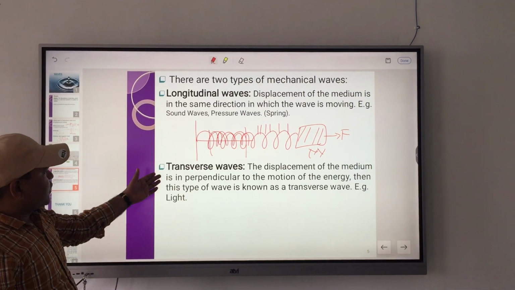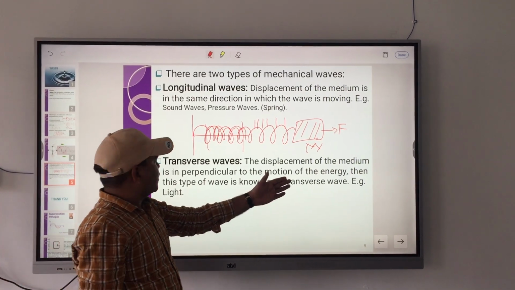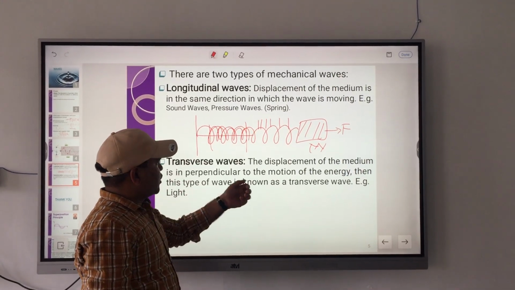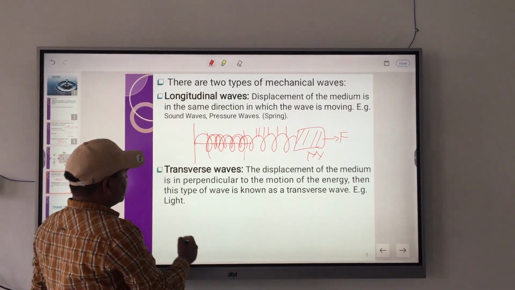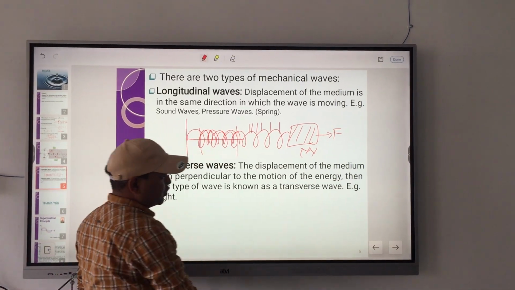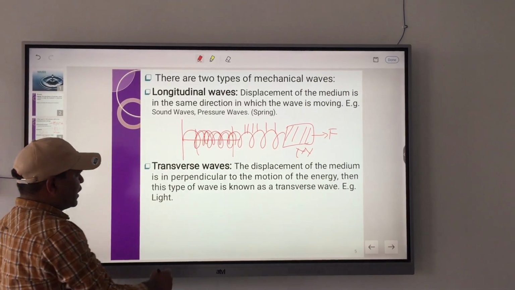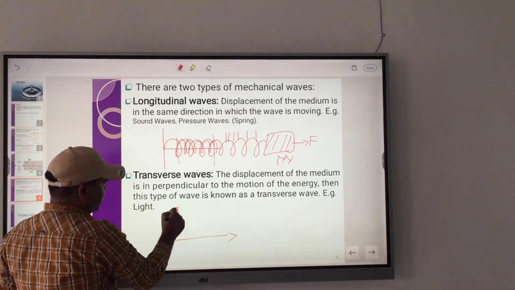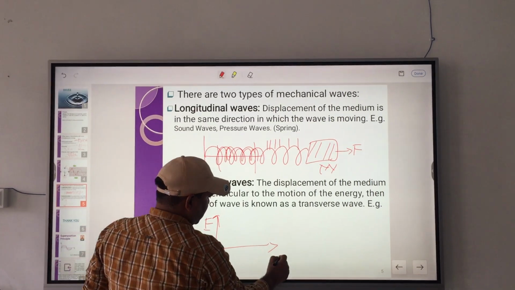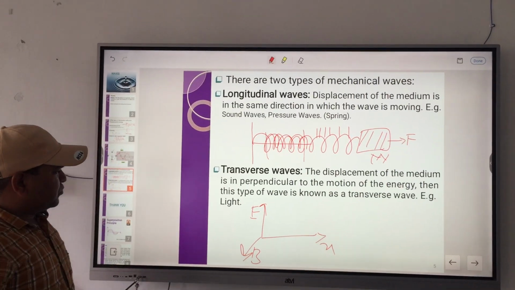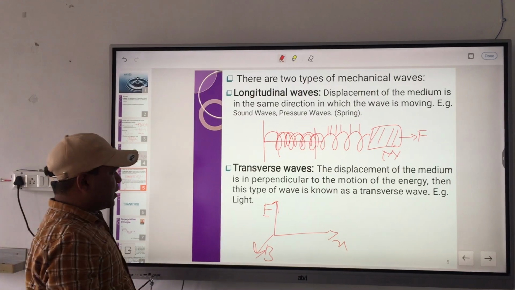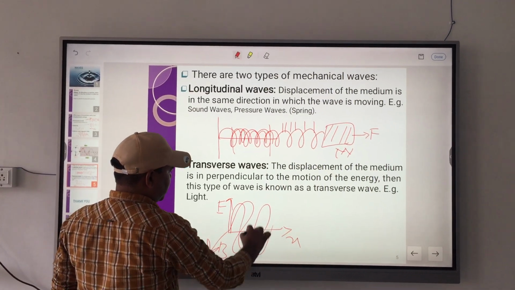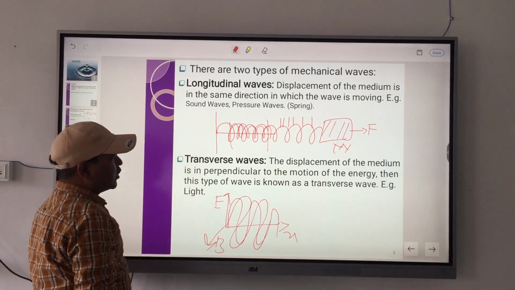Similarly, the next is the transverse wave. When the displacement of the medium is in the perpendicular direction to the motion of the energy, then this type of wave is known as the transverse wave. So we can say that electromagnetic waves are transverse waves, because they are moving perpendicular to each other. They move perpendicular to each other, that's why we call it a transverse wave.